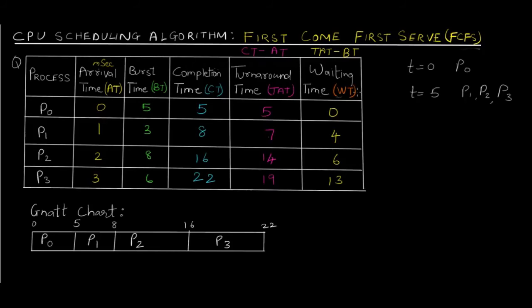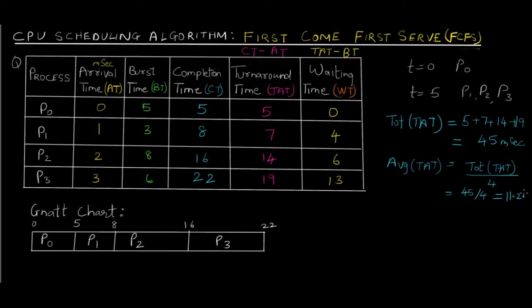So now we have all the individual values. Lastly, in the question we can find out the total turnaround time. So we have total TAT, which is going to be the sum of these turnaround times. So 5 plus 7 plus 14 plus 19, which is going to be 45 milliseconds. And we can also calculate average turnaround time, which is going to be total turnaround time divided by the number of processes, that is 4, which is 45 divided by 4, which is finally going to be 11.25.